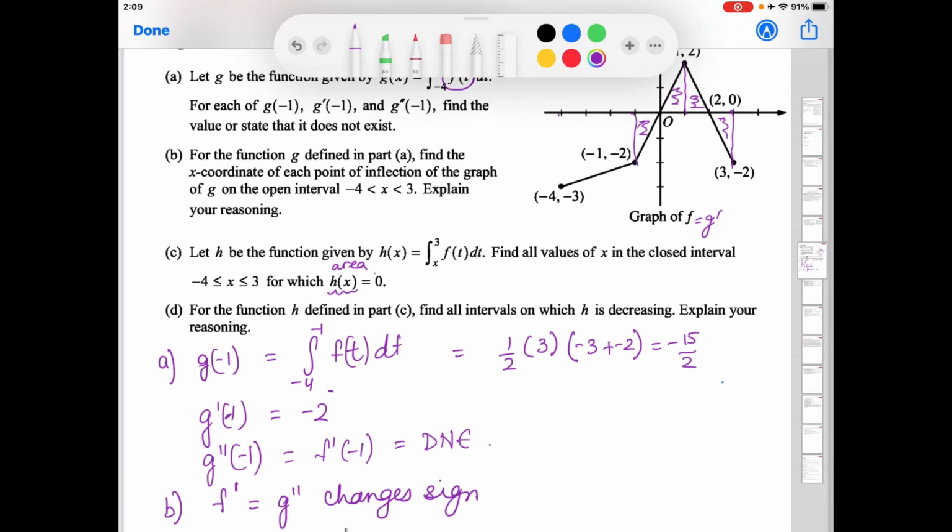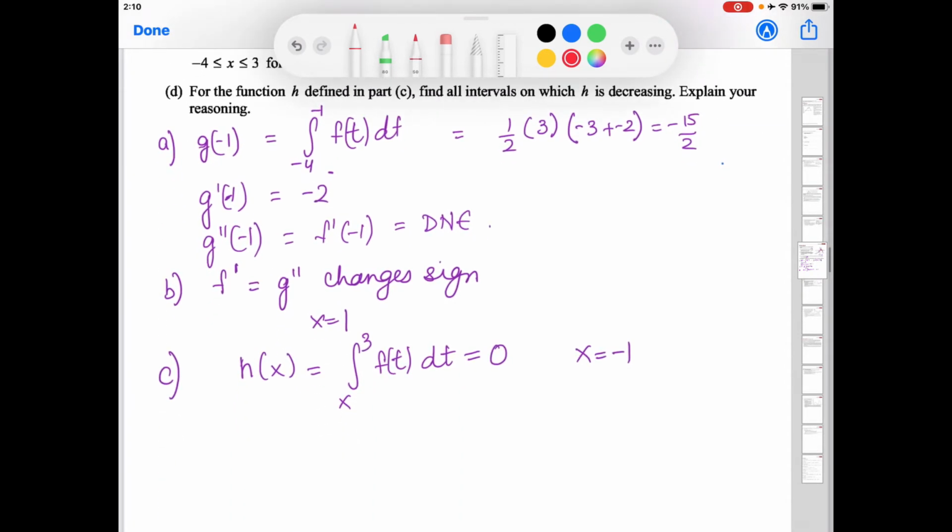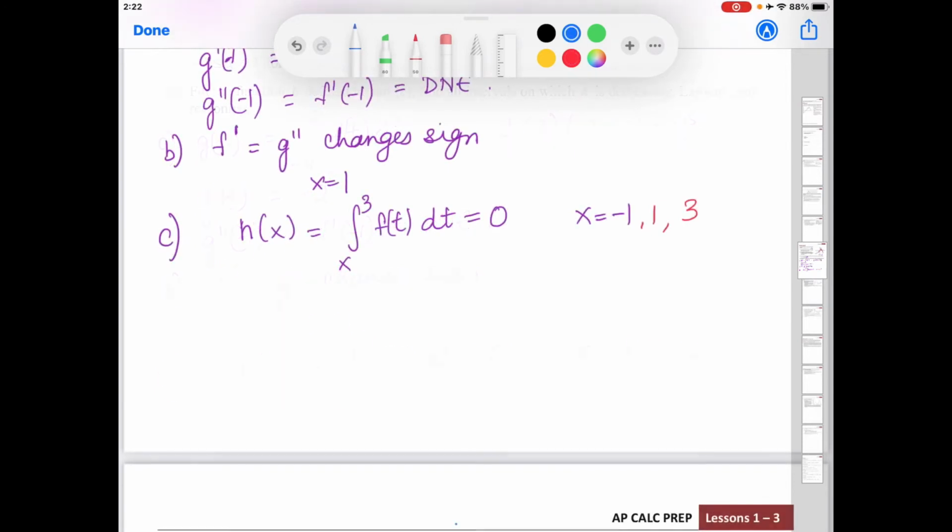If we have at 1 also, right? I'm going to change color so you can see it. At 1 also, these areas and this area would cancel out. Sorry about that. So at 1, and when the bounds are the same, which would be 3, the area is equal to 0. So these are the three values of x for which h of x is equal to 0.